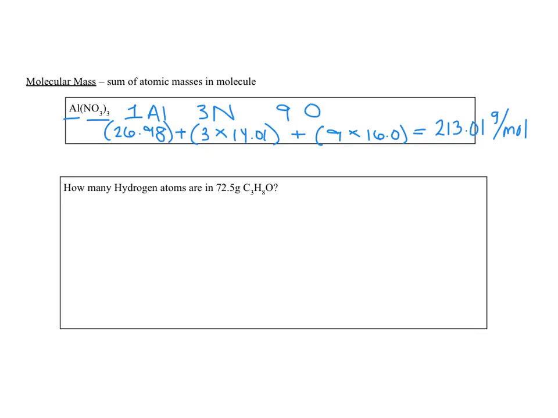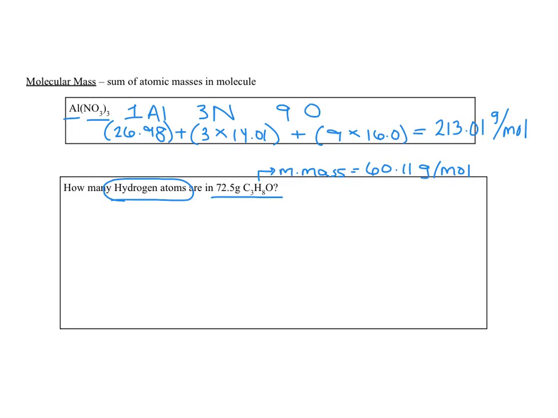All right, let's go on to our next example. Our next example is asking us how many hydrogen atoms are in 72.5 grams of C3H8O. So first of all, what I want to do is figure out the molar mass of C3H8O. If I add up 3 carbons, 8 hydrogens, 1 oxygen, I'm going to end up with 60.11 grams per mole as my molar mass of that compound or that molecule.